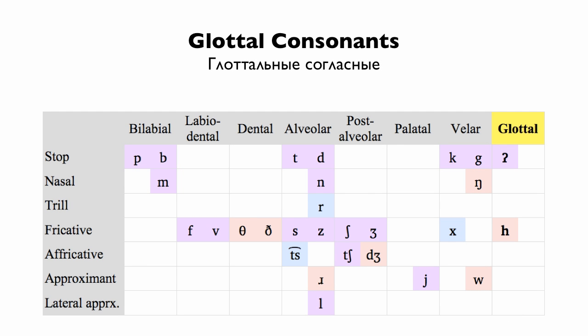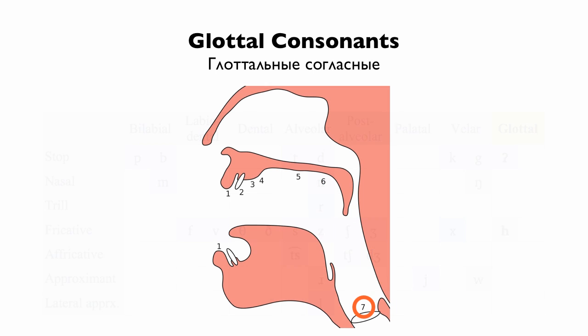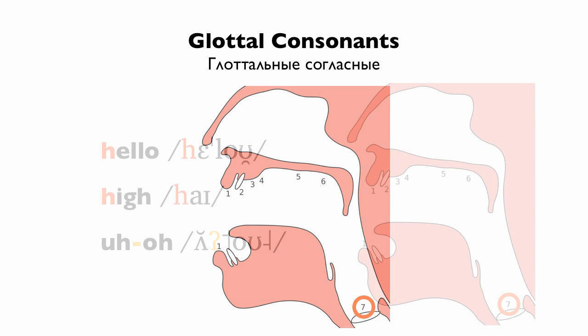The final column of our IPA chart is for the glottal consonants. They include the sound ah, found in Russian and English, and the sound h, which only occurs in English. The glottal consonants are not produced with the tongue or lips, but are produced in the throat. As you repeat the following words, try to feel the muscles in the throat working to create these sounds.